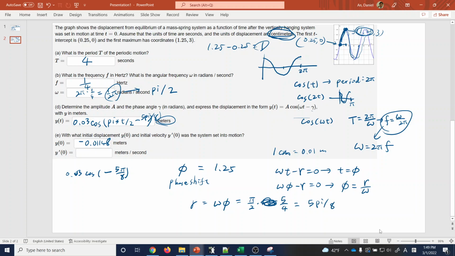And for the derivative, you would differentiate this. Because of the chain rule, pi over 2 will come out. So it would be 0.03 times pi over 2, and cosine becomes negative sine if you differentiate, and then pi over 2 t minus 5 pi over 8. When you plug in 0 to this, you're going to get sine of negative 5 pi over 8 times this value, and I'll leave that to you. So that's how you solve this question.